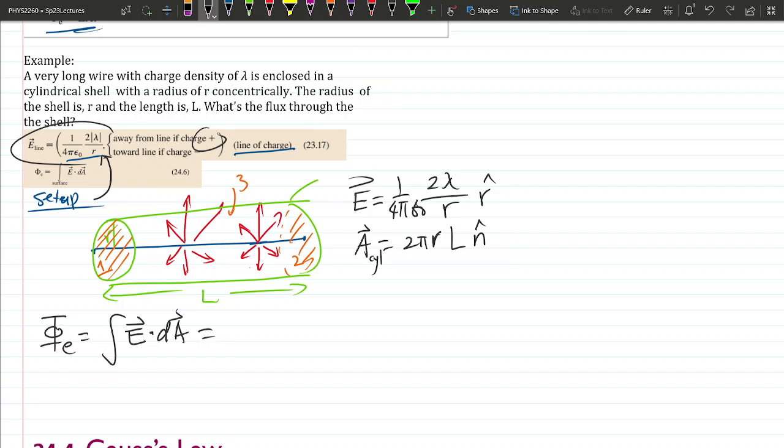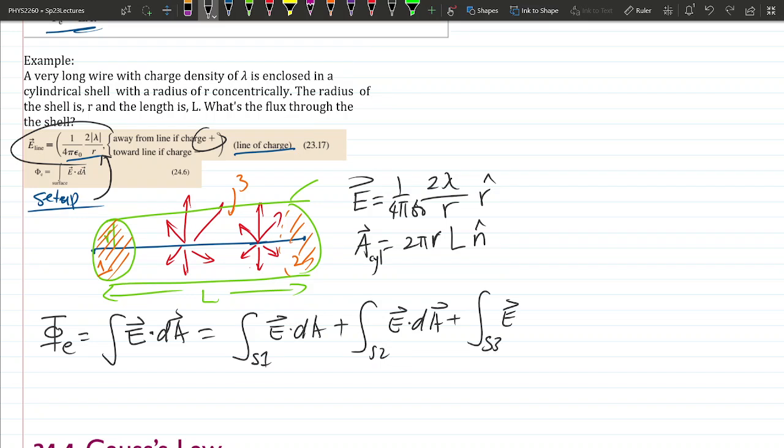Those of you who remember, maybe this is second semester calculus or end of first semester, one of the fundamental properties of calculus is that if you have an integral over 3 different things, an integral is basically adding up a bunch of stuff together, it's the same thing as writing the integral over surface 1, E dot dA, plus surface 2, E dot dA, plus surface 3, E dot dA. Where surface 1 is this cap of the cylinder, surface 2 is the other cap, and surface 3 is the body of the cylinder.